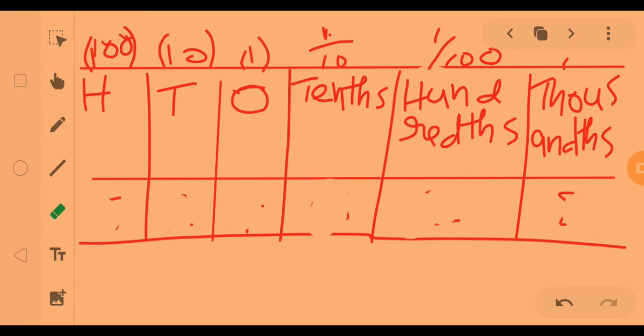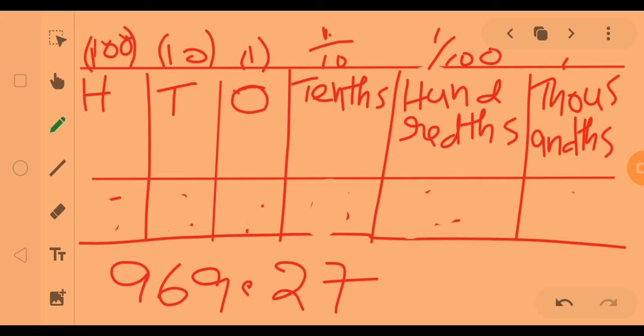So let us see one more last number. The last number, 969.27. This number has 3 places in the whole number part. Starting from the hundreds place digit 9, tens place digit 6, and ones place digit 9. Then after the decimal, 2 is at the tenths place and 7 is at the hundredths place. The thousandths place is not there, so you can just leave that box, or you can give a 0 there. So that's all. This is how we insert a decimal number in the place value table.